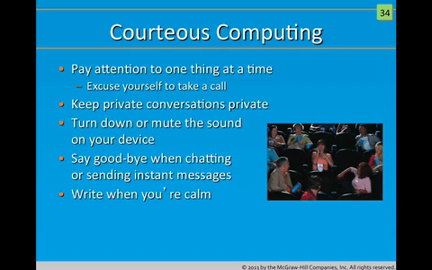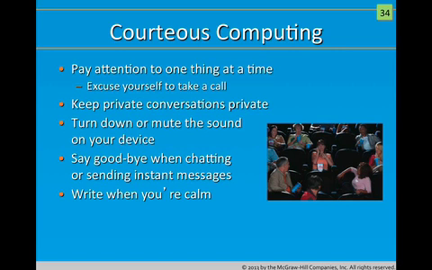If you're sending an email and it's a sensitive topic, make sure you keep those conversations private. Don't do a reply to all, and don't blast things out on Facebook that you don't want other people to be aware of. If you're in a public space, it's a good idea to turn the sound off on your device, put it on vibrate, or put on earphones if you're going to be listening to something.